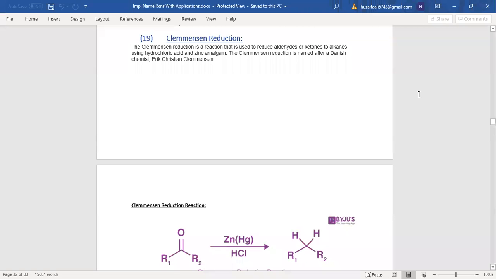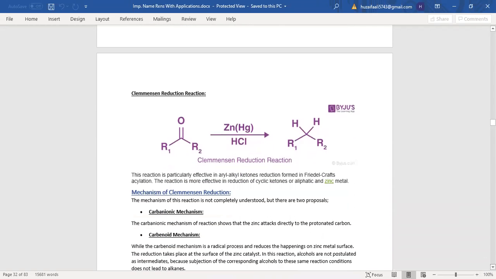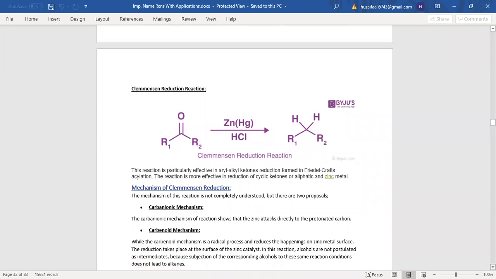Clemmensen reduction. The Clemmensen reduction is a reaction that is used to reduce aldehydes or ketones to alkanes using hydrochloric acid and zinc amalgam. The Clemmensen reduction is named after a Danish chemist, Erik Christian Clemmensen. This is the reaction of Clemmensen reduction.